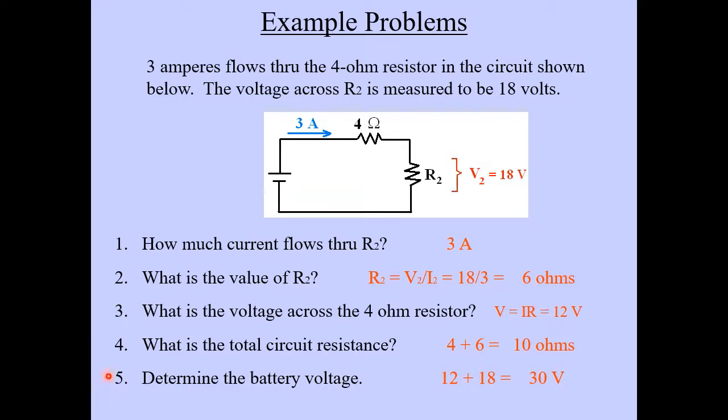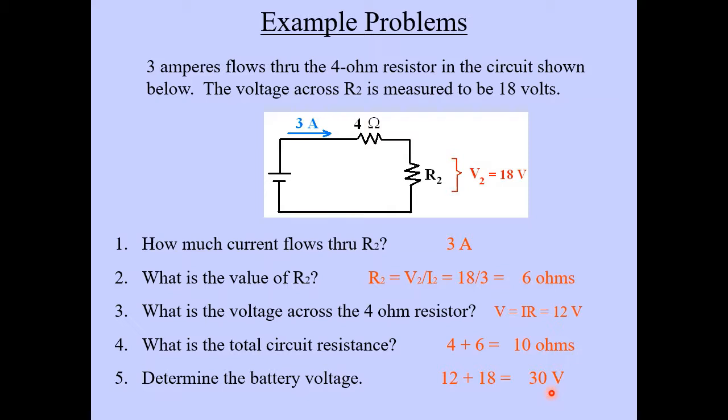Finally, question number 5, determine the battery voltage. There are actually 2 ways to do this. The first way is to use the rule that, remember, these voltages across the resistors have to add up to the battery voltage. We know that this voltage here is 18 volts, which was given to us. We found in question number 3 that the voltage across the 4 ohm resistor is 12 volts. So 12 here plus 18 here gives us our answer of 30 volts.